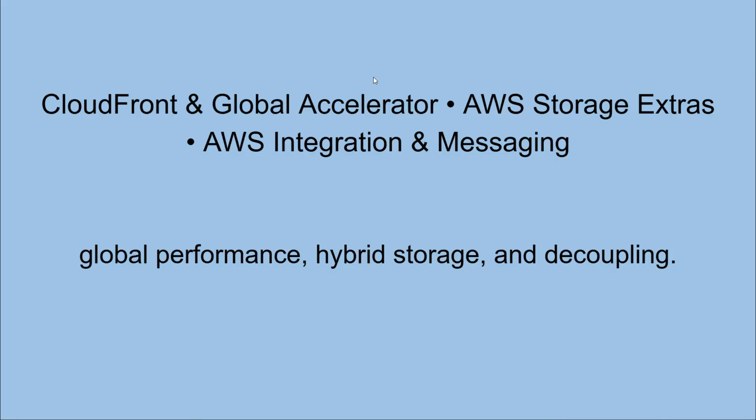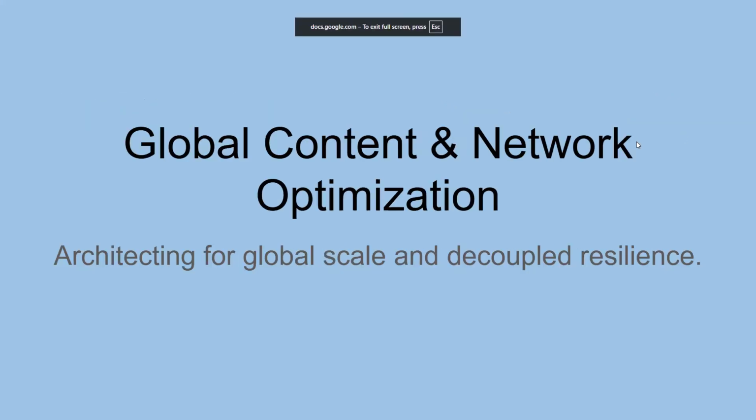So this is building a performance and resilience unit. These services help apps serve users faster, move data more efficiently, and avoid breaking when the traffic spikes. So, global content network optimization, architecting for global scale and decoupled resiliency. So we're going to compare these two services that sound similar, I'm sorry, but solve different problems: CloudFront and Global Accelerator.